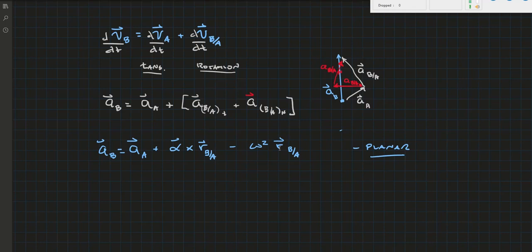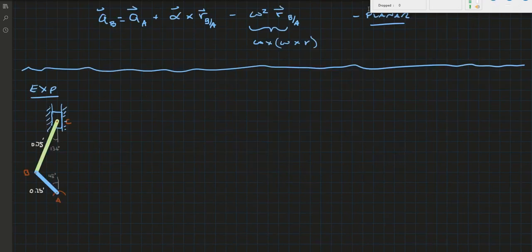So we can simplify this. Recall that in 3D we had omega cross R essentially. So let's do an example. We have this slider with two links connected to a fixed point down here at A, and this is the geometry of the situation.